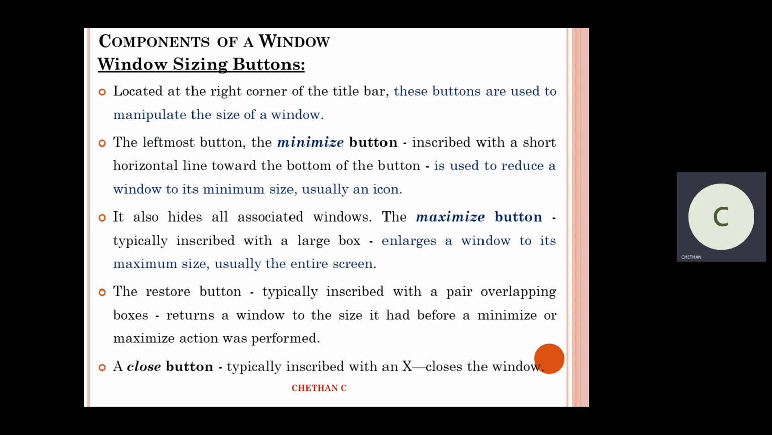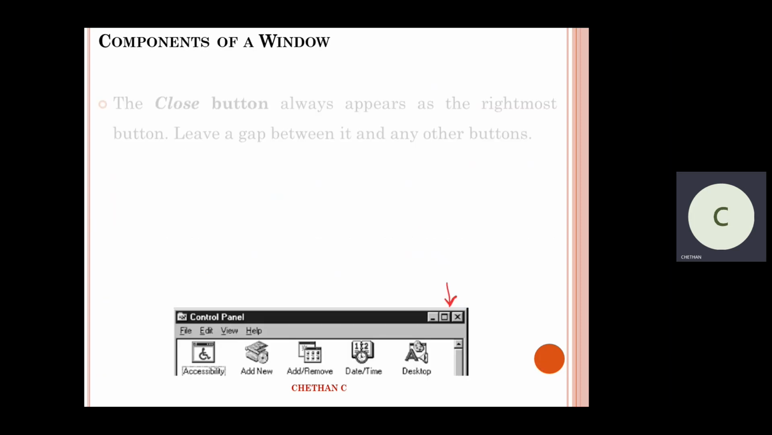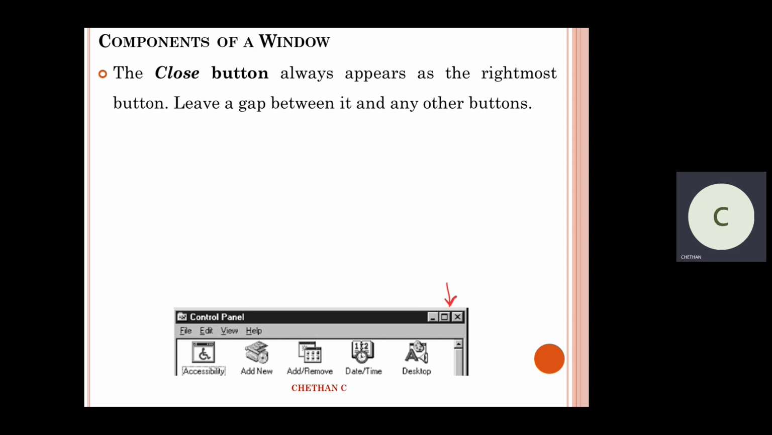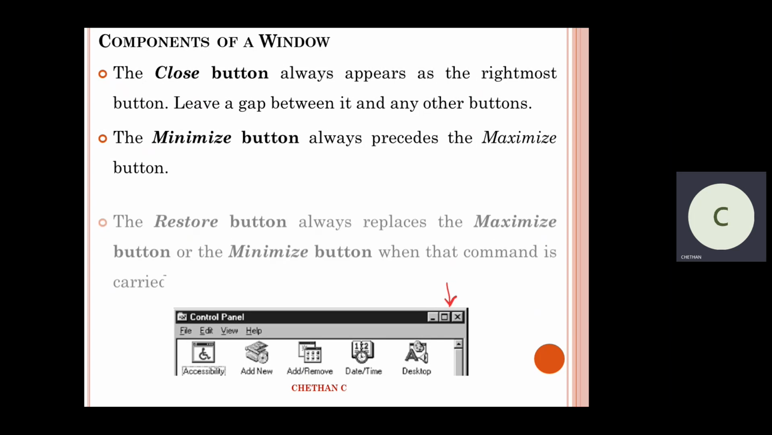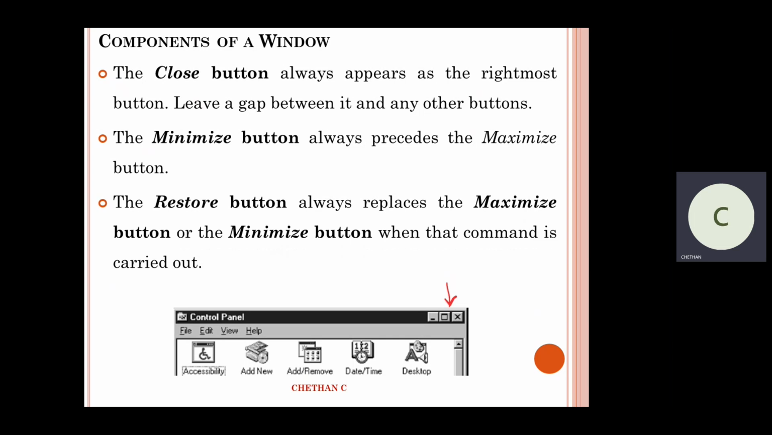Then a close button at the last. It is typically marked with an X, looks like a capital X, and it will obviously close the window. The ones that you see right here, 1, 2, 3 and all. The close button always appears as the rightmost element, with a gap between it and any other buttons. The minimize comes first, and the restore button will always replace the maximize button or the minimize button when the command is carried out. The one that you see right here.